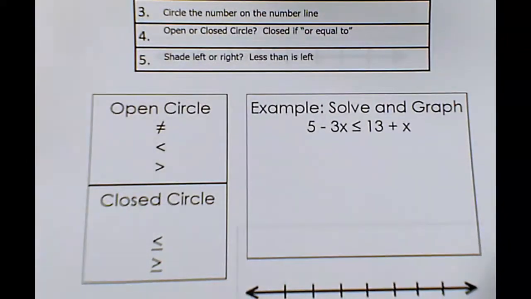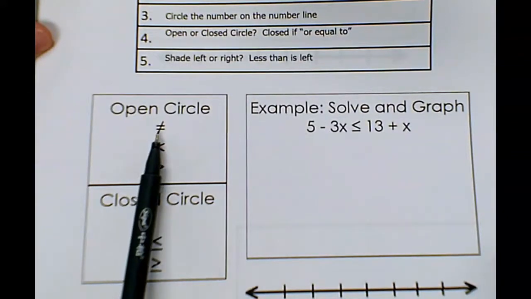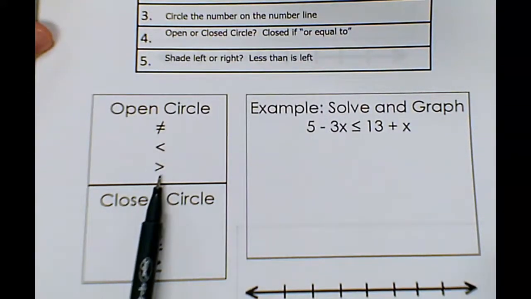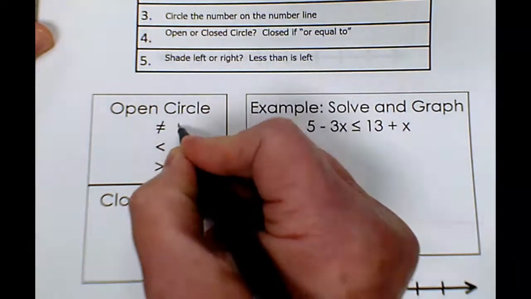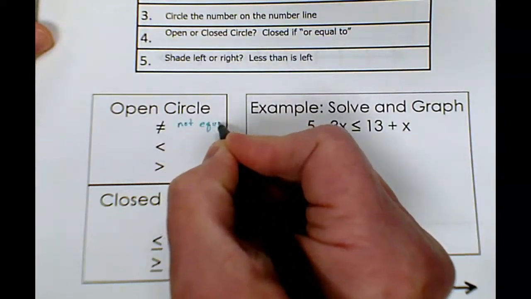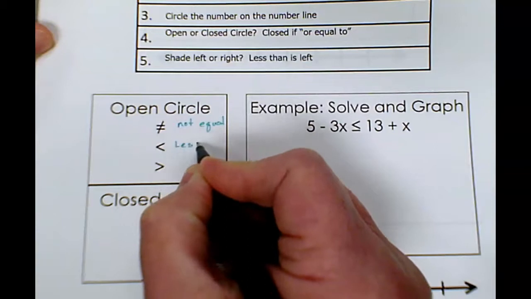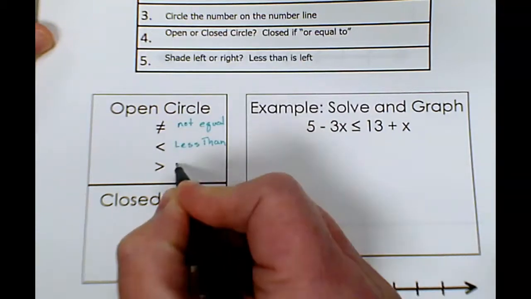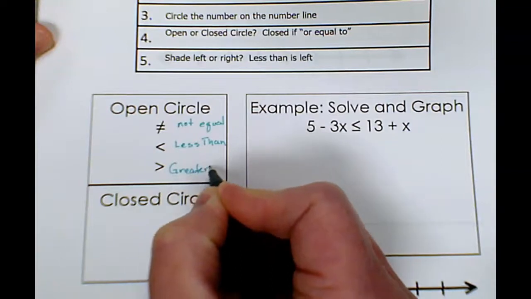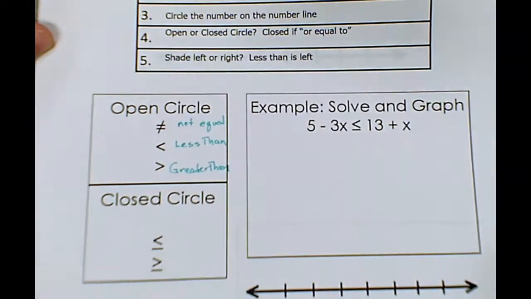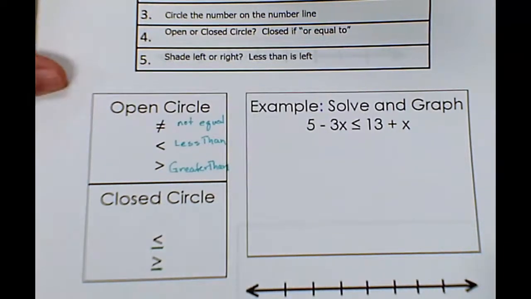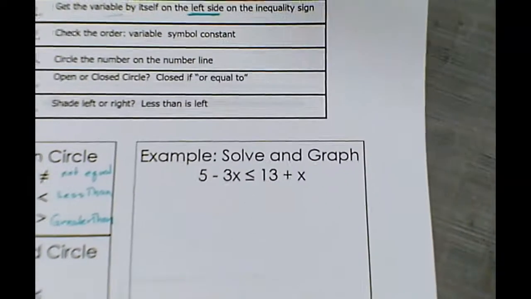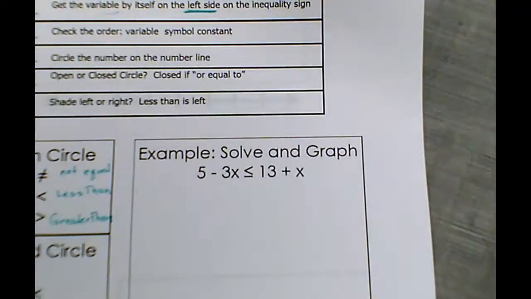Please remember that on your number line, not equal, less than, and greater than makes an open circle on your number line. This is a not equal symbol. This is a less than, and this is a greater than symbol. If you have the or equal to, then you have a closed circle. So let's see how this works when we are solving an inequality.